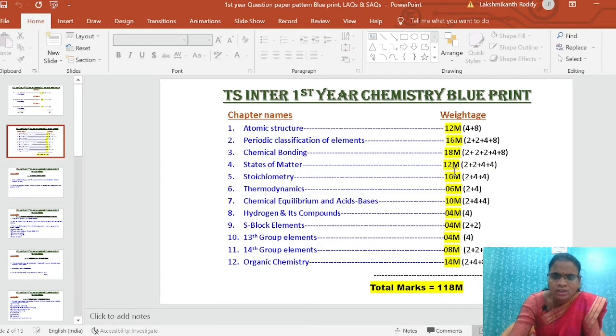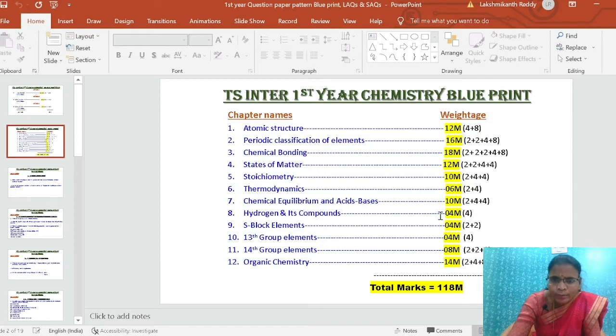Next, states of matter, 12 marks. They will give 2 marks questions 2 and 4 marks questions 2. Stoichiometry, 10 marks weightage. They will give 2 marks question 1 and 4 marks questions 2. Next, thermodynamics, 6 marks weightage. They will give 2 plus 4. Next, chemical equilibrium and acids and bases, 10 marks weightage. They will give 2 plus 4 plus 4, that means 2 marks question 1 and 4 marks questions 2.